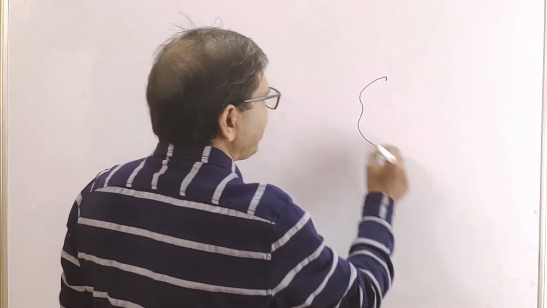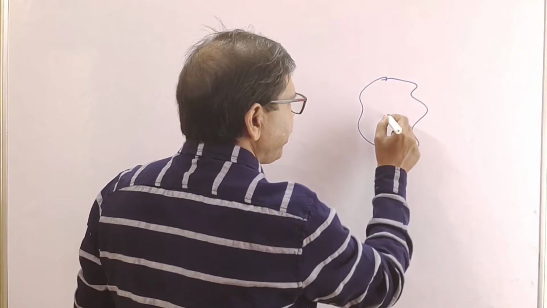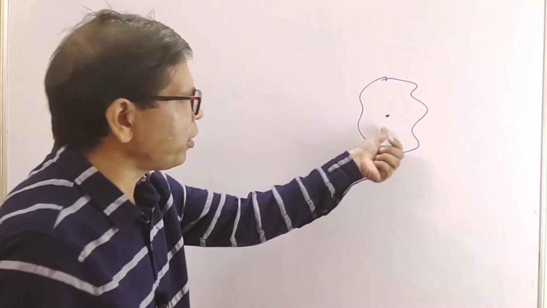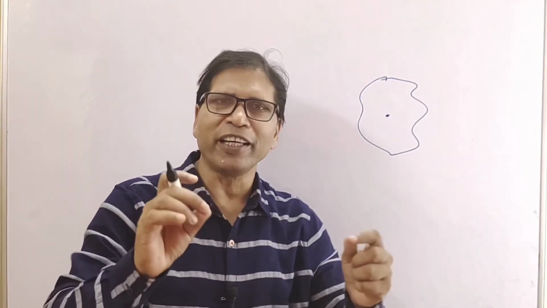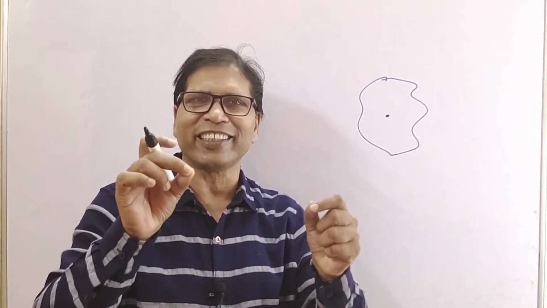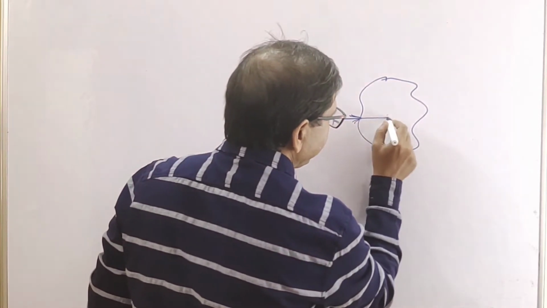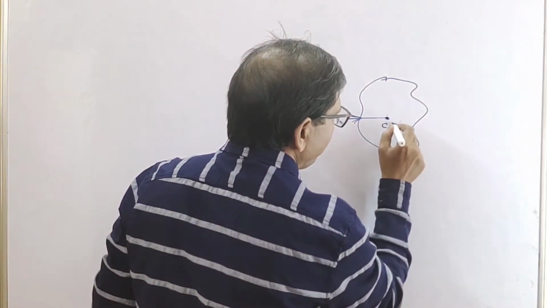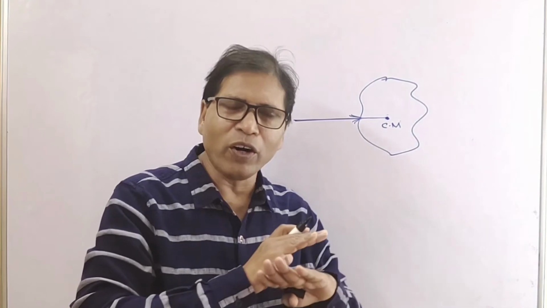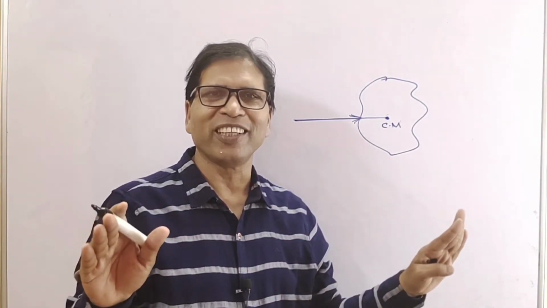Now first of all, a rigid body. If the distance between any two particles of a body is the same, then the body is called a rigid body. Now center of mass. Suppose this is a body. The center of mass of a body is a point where the whole mass of the body is supposed to be concentrated. Now center of mass is a point such that if a force acts on it, only linear motion is produced. No rotational motion is produced.